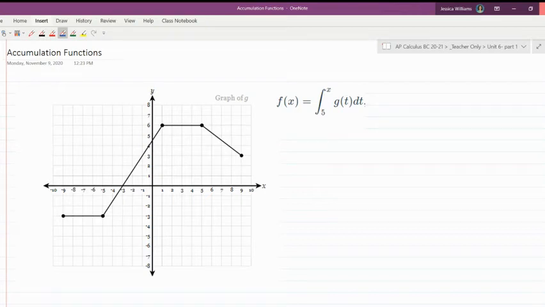Hey kiddos. Today we're going to finish up this unit that you are testing on next week, and we're going to talk about accumulation functions. So what we are about to analyze is this function f of x, and it is defined as the integral from 5 to x of this curve that you're looking at. So they could ask you a couple different things.